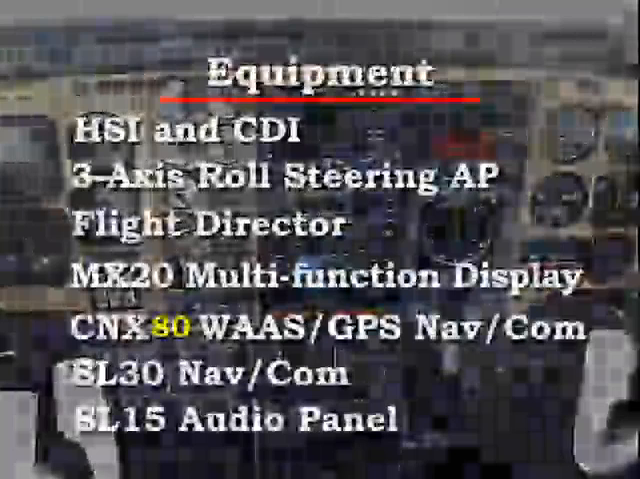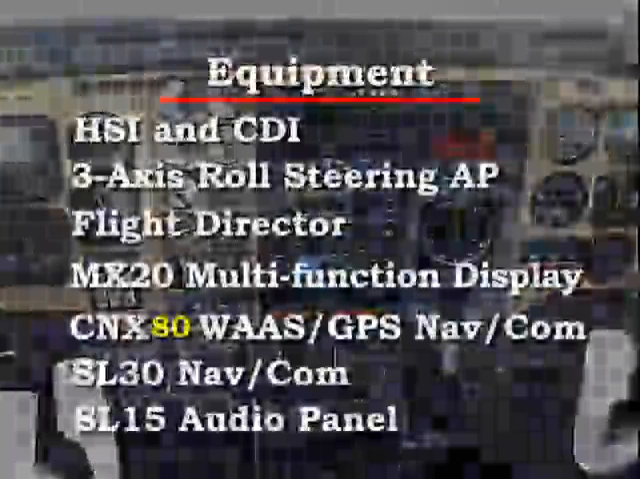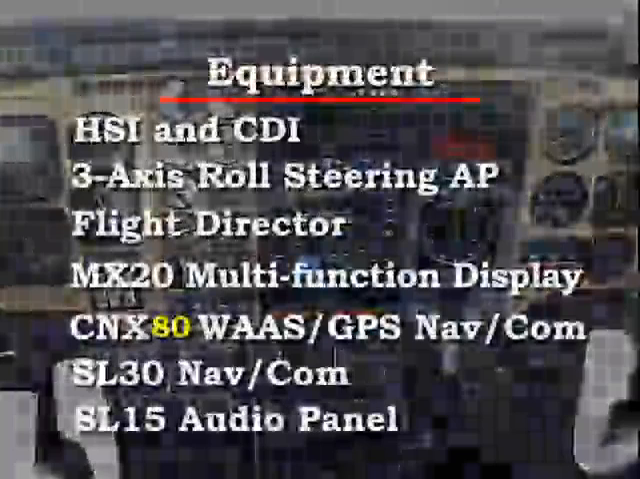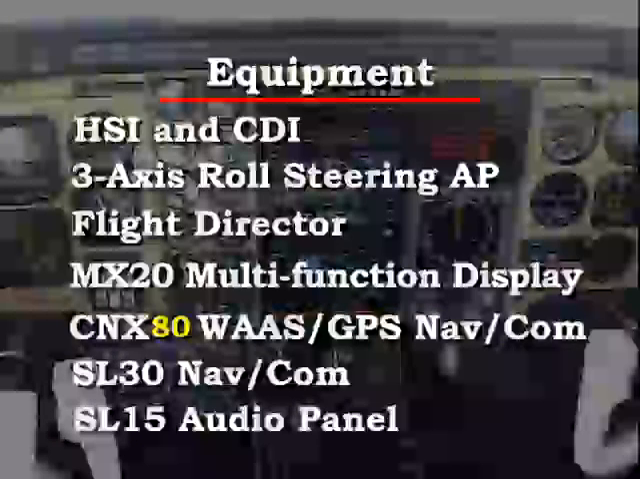Today we'll be demonstrating the CNX-80 with a typical installation with an HSI, CDI, and a 3-axis roll steering capable autopilot. This allows the CNX-80 to drive all lateral navigation in a hands-off fashion without the need to reset the CDI course selector, including holding patterns and procedure turns. We only have to manage our vertical profile during the flight. Garmin highly recommends the use of a good autopilot for single pilot IFR operations for pilot workload reduction.